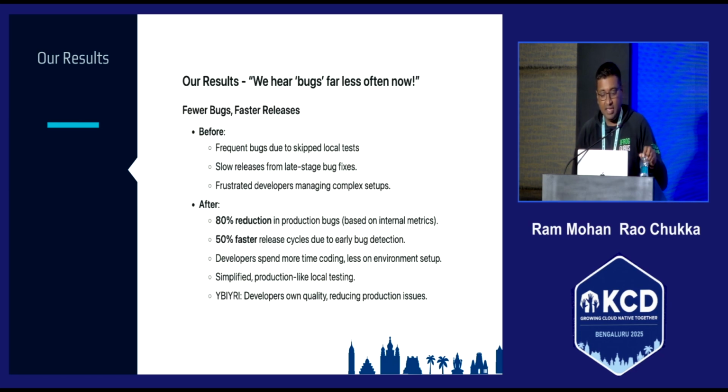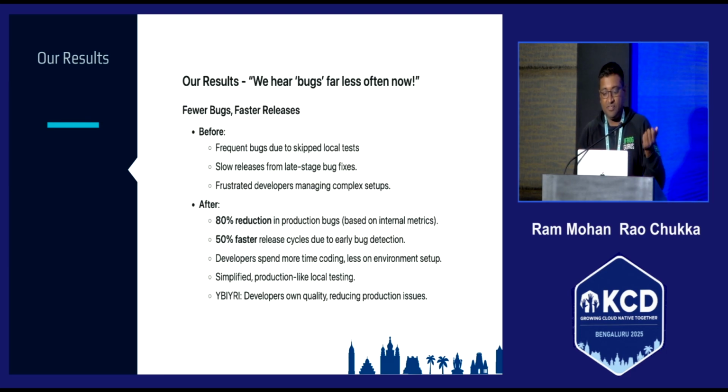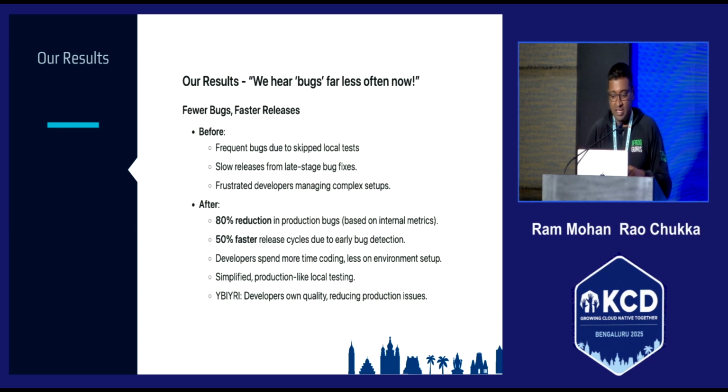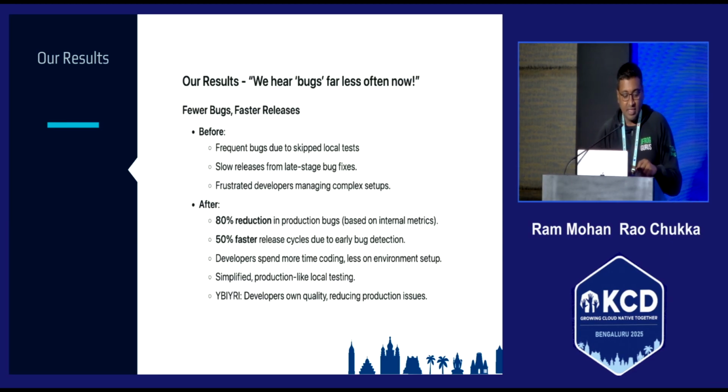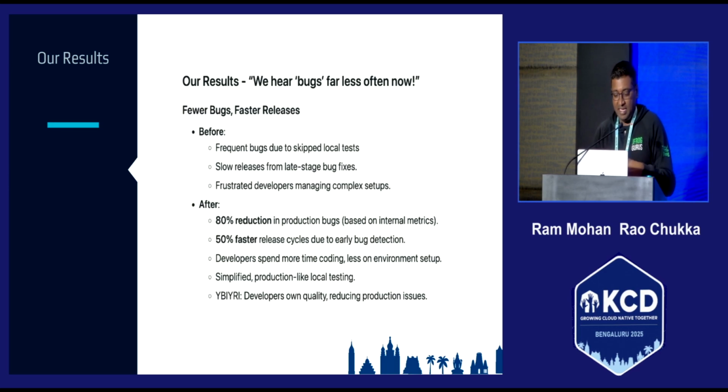Okay, so finally, the lessons that we have learned having local testing using Cuttle were: before, bugs were frequent in production due to skipped local tests, because we did not have an ability to run them locally, slower releases, and most importantly, frustrated developers managing the complex setups that we had, okay? So after applying the lessons learned, we were able to reduce production bugs by 80%. We were able to release much faster because developers test it locally.